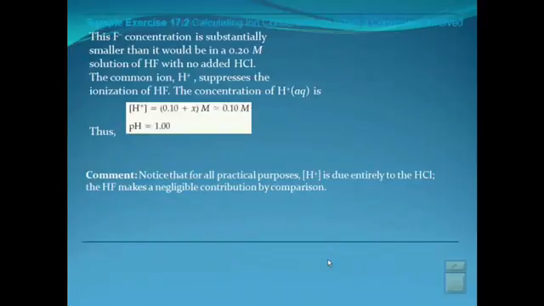So it says, notice that for all practical purposes, H plus is due entirely to your HCl in this particular case. The HF makes a negligible contribution to your H plus concentration. So that was a really good example there.